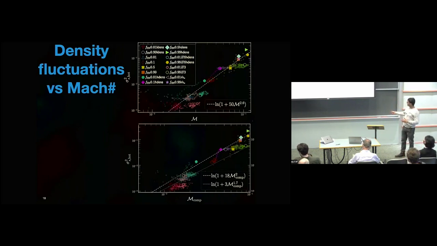What we found was that this was acting like a lower limit of the density fluctuations.